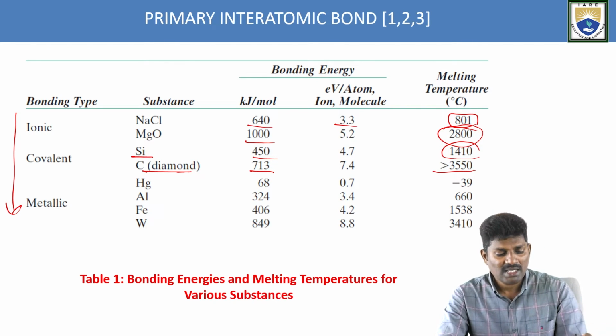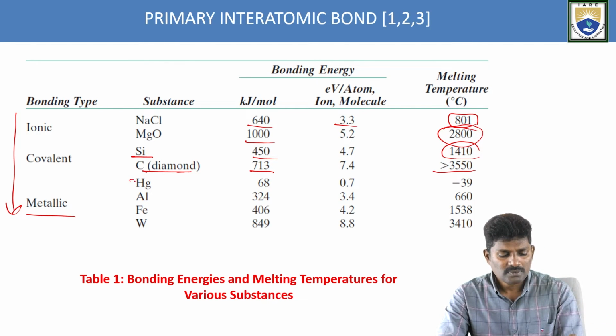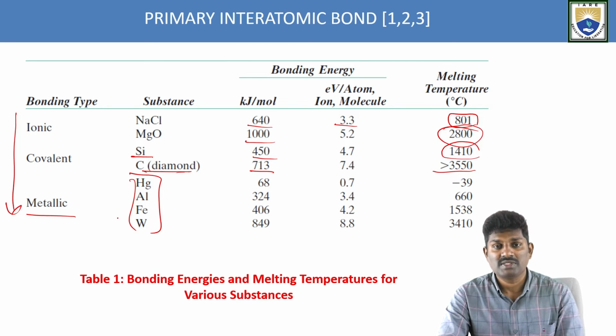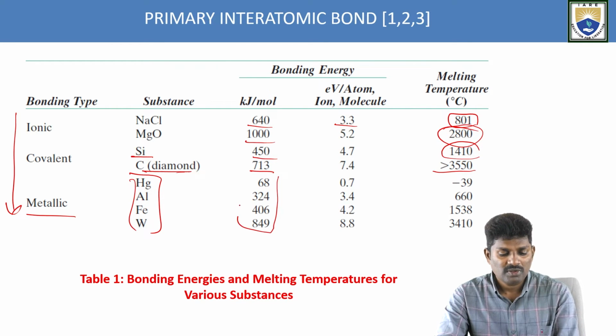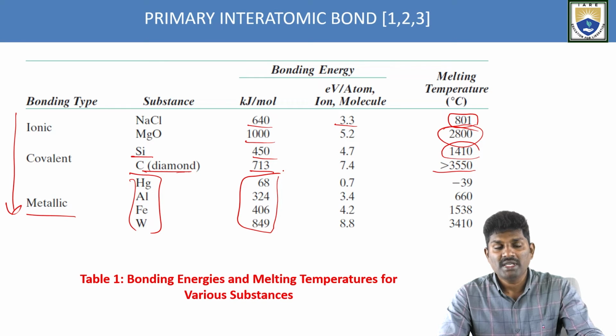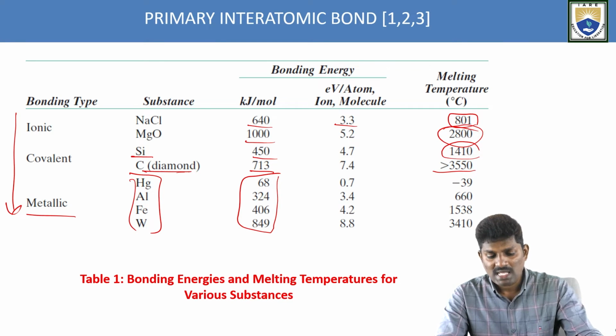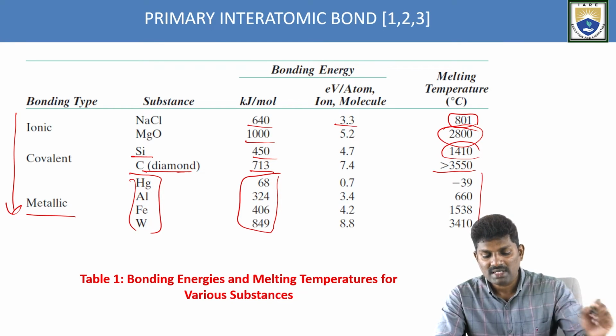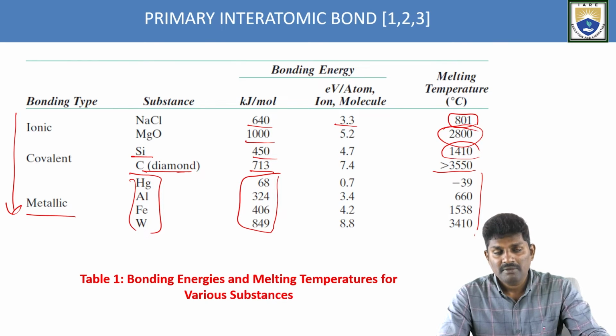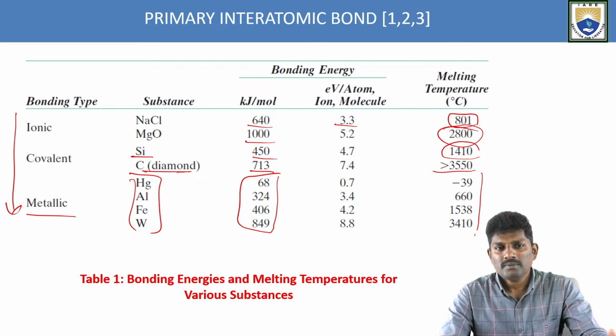For the metallic also, if you see here, you have four different substances. For these four, you have four different bonding energies in kilojoules, and the melting temperatures are given as -39, 660, 1538 and 3410 degrees centigrade. So this is how you can easily find out what type of bonding energy is required for the material based upon the type of bonding, as well as the melting temperature.